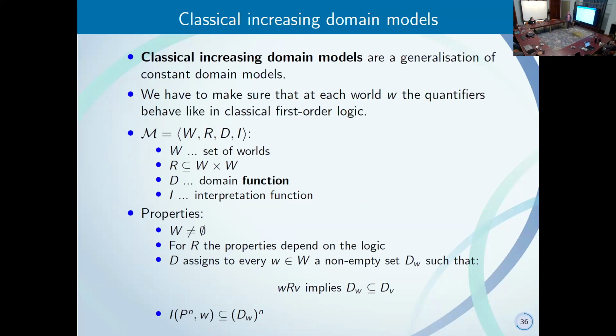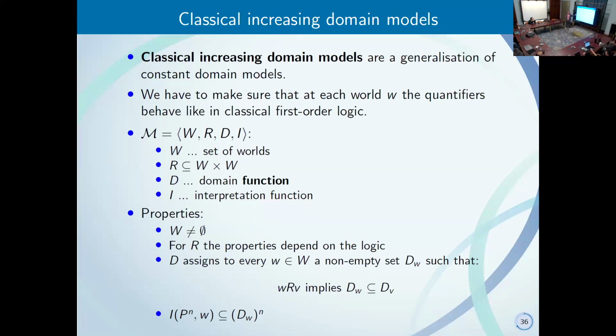Everything here seems kind of the same. The only difference is that now we have a domain function. So we don't have one domain for every world. We have one domain which is shared by every world, but each world gets put into a domain with restrictions, namely the domains are increasing along the relation between the worlds. It means if w sees v, then the domain of w is a subset of the domain of v. So at worst, more people get added as you go to the next world. Nobody gets eliminated.